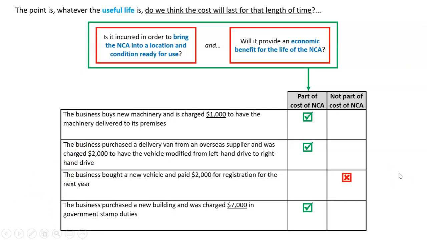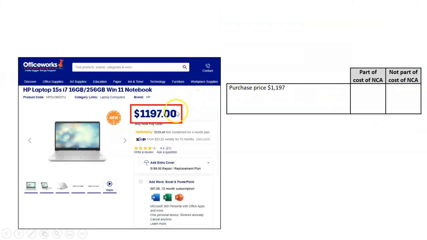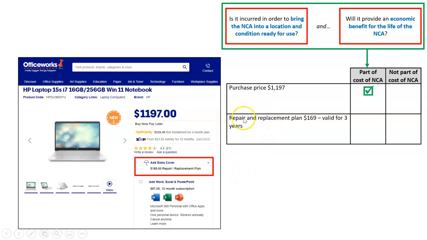And that is everything we need to know about how to define the cost of a non-current asset. All the costs required in order to bring it in a location and condition ready for use that will provide a benefit for the life of the non-current asset. So just to go back to our laptop example from the beginning, let's start with the purchase price. Well, clearly both of those things are true. You need to pay the price to get it ready for use and it lasts for a lifetime, so that would go in.